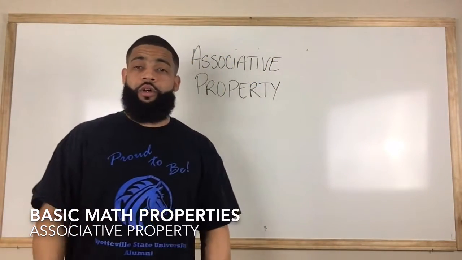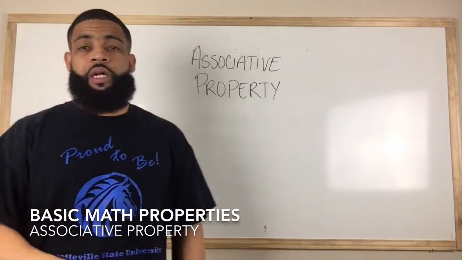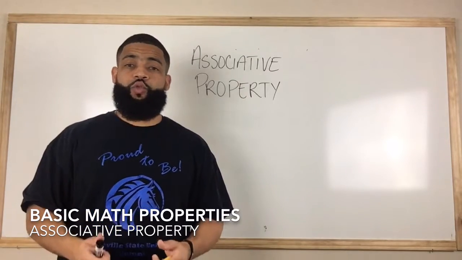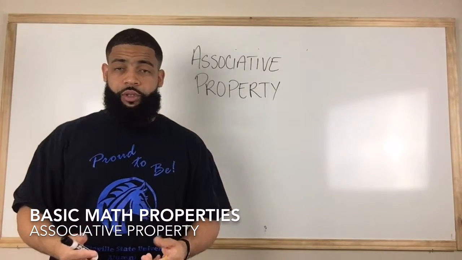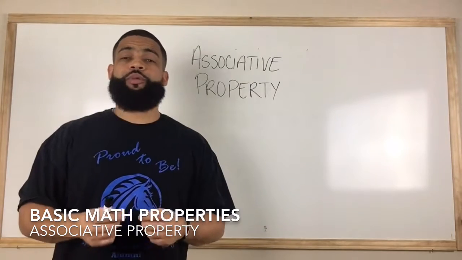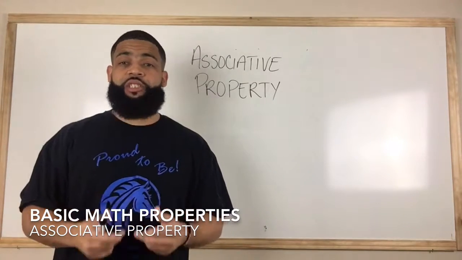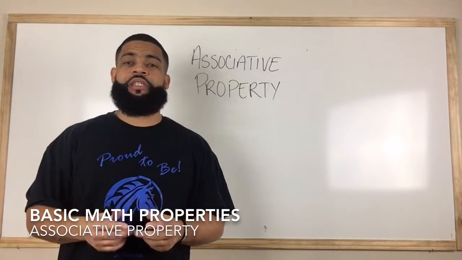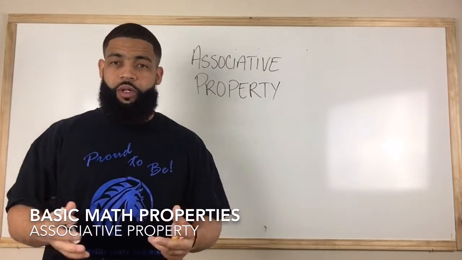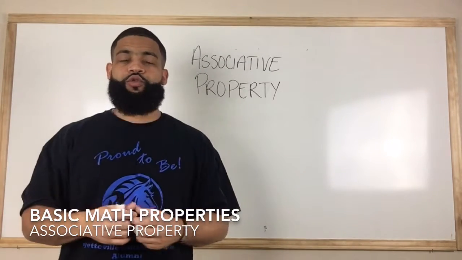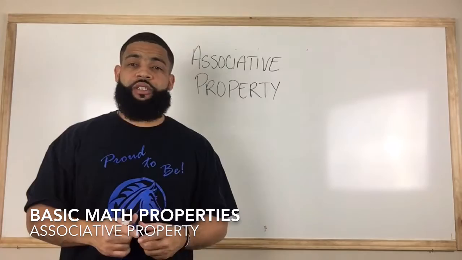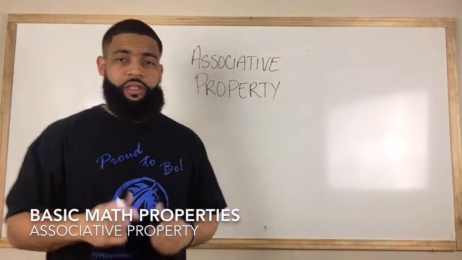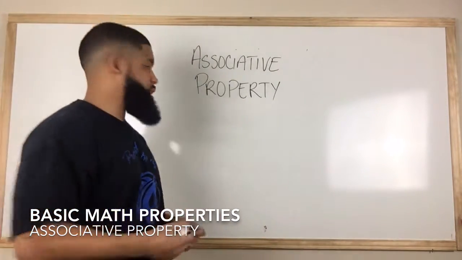The next rule we're going to talk about is the associative property. And the associative property deals with the grouping of numbers. So the associative property also involves addition as well as multiplication. But once again, it involves how we group the numbers or put them in various grouping symbols such as parentheses or braces or brackets. So let's go ahead and start with the addition example.